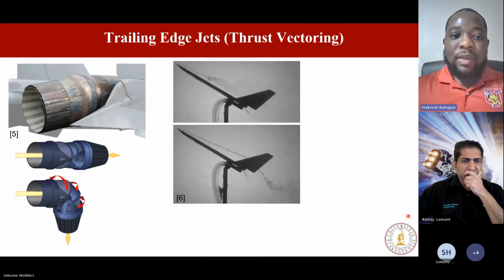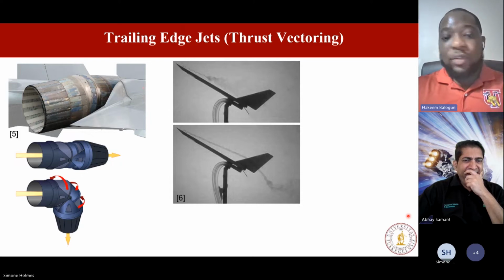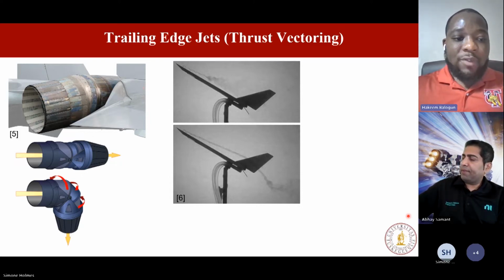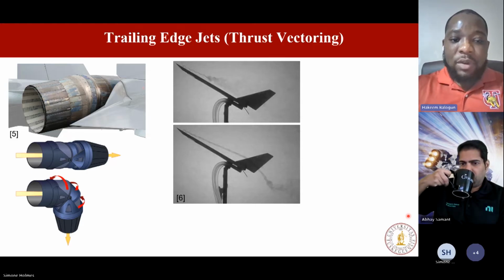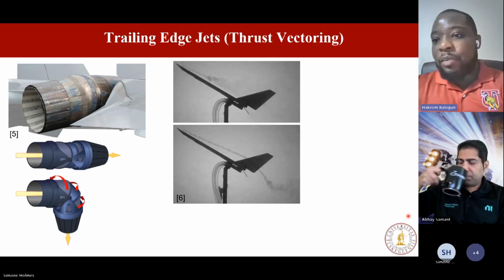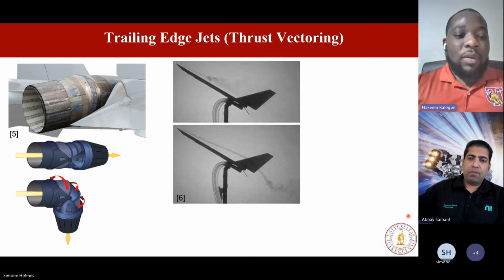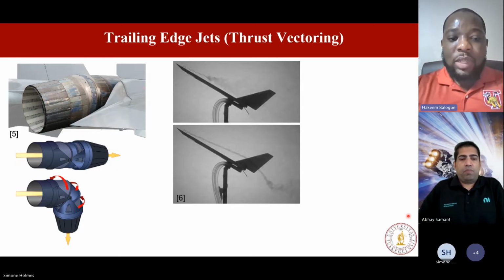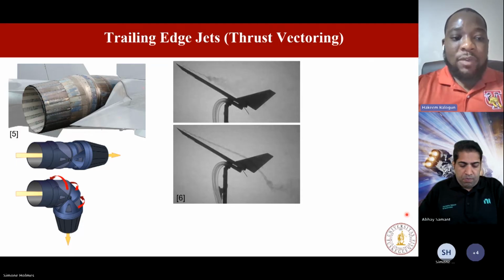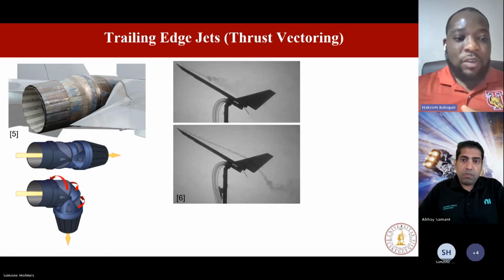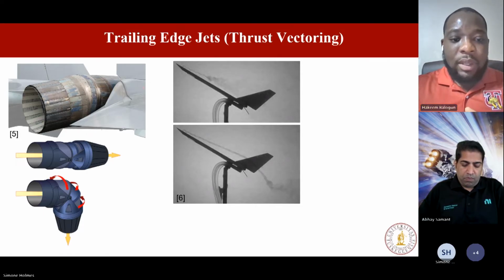So now I'll discuss trailing edge jets, also known as thrust vectoring. Because vortex breakdown is characteristic of leading edge vortices produced from delta wings, there have been quite a few active flow control techniques to delay and mitigate the adverse effects of vortex breakdown. One such method is thrust vectoring, which is just a directional vectoring of jet exhaust. Thrust vectoring is important for aircraft that want to maintain air superiority and maneuverability. It also helps with maintaining lift and altitude as the flow over fighter jet wings stalls.